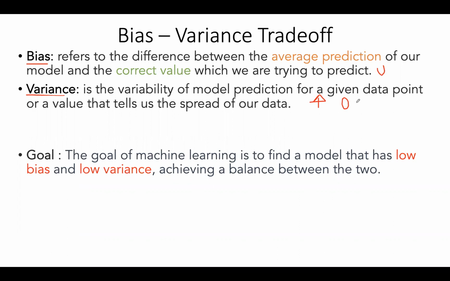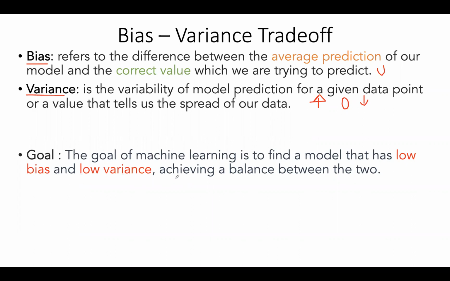This will result in low training error from your training data, but high error on unseen data. A model with high variance pays a lot of attention to the training data. What that means is it fits so closely to your training data that it doesn't generalize on data which it hasn't seen before.